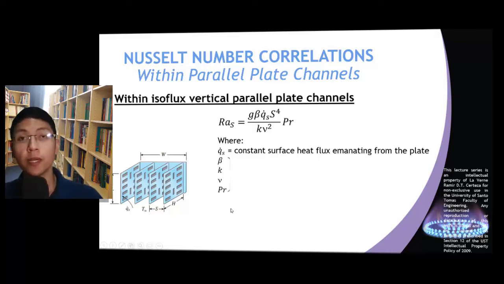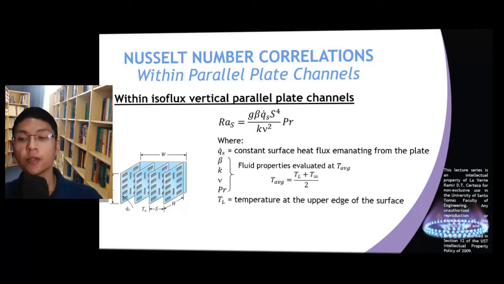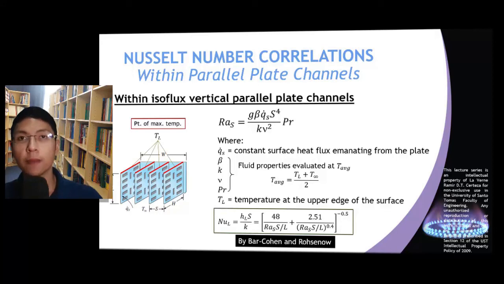while these fluid properties must be evaluated based on the average of the temperature at the upper edge of the plate, T_L, and the temperature of the fluid surrounding these surfaces, T_infinity. Take note that for isoflux vertical surfaces, the maximum temperature on these surfaces can be found at the upper edge since this is the last point at which the cooling air coming from the bottom will flow over. Finally, this is the correlation recommended by Bar-Cohen and Rosenhow to compute for the Nusselt number under this case.